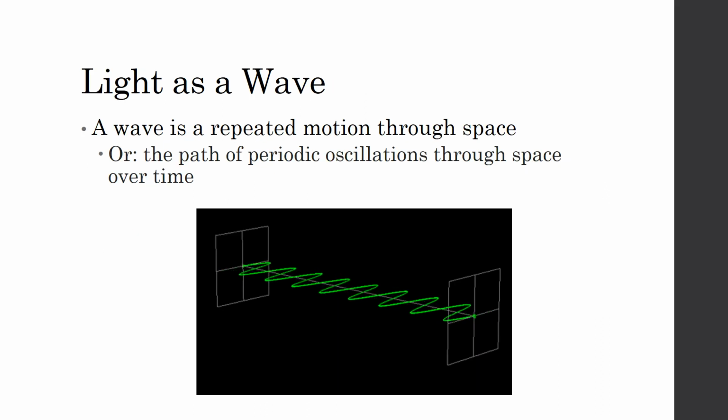So first of all, let's take a look at light as a wave. Now, the word wave, I think we generally have some understanding of, but the technical definition is some sort of repeated motion through space, or again, getting a little bit more particular, the path of periodic oscillations through space over time. Now, oscillations refers to this back and forth motion. So you can see here in this GIF that this point right here is going back and forth, and then as it travels through space, it generates a wave that comes out of it. And this happens periodically. It happens on a very repeated pattern over a period of time.